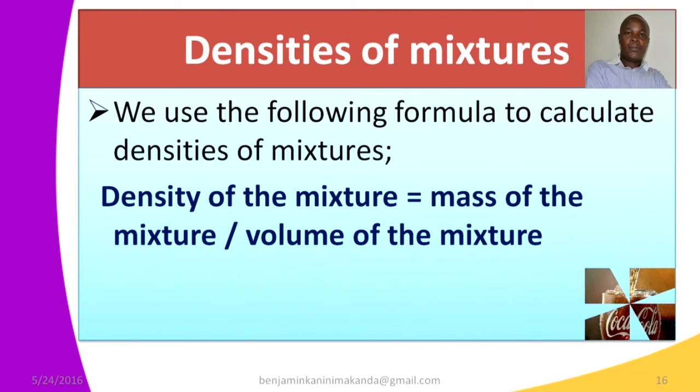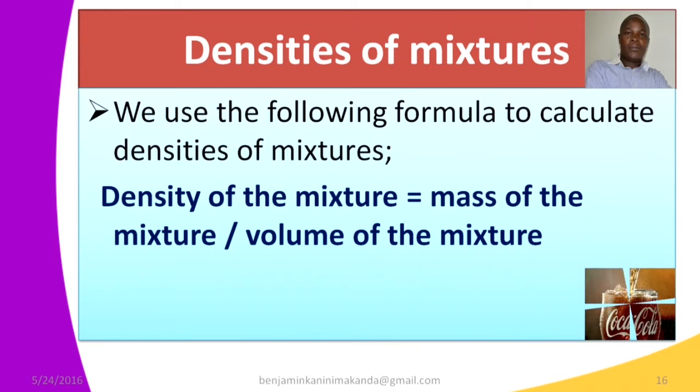Have a pen and a paper and then pick up this example. The mass of a mixture of beans and maize is 2 grams, and they have a volume of 2 centimeters cubed. Calculate the density of the mixture. Is the mixture of what? Maize and beans. Therefore, it has a mass of 2 grams and a volume of 2 centimeters cubed.